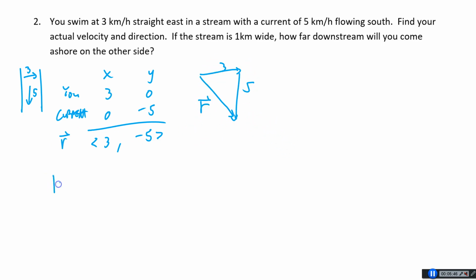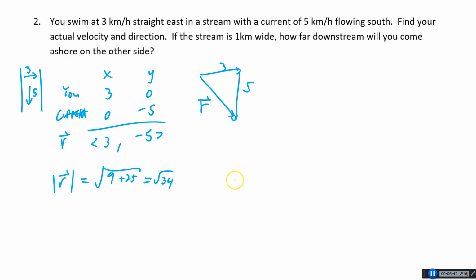So we want the magnitude of R, which is going to be your velocity, how fast you're actually going. It's going to be the square root of 3 squared, which is 9, plus 5 squared, which is 25. Gives you the square root of 34. I don't have that in my calculator, so root 34 is the best we're going to do there. Okay, so that's how fast you're going actually.